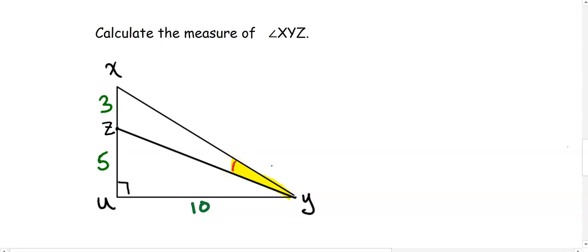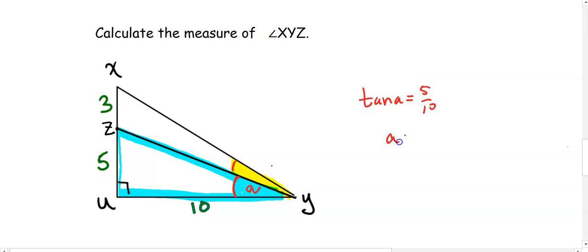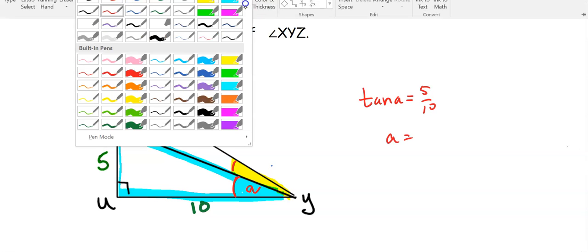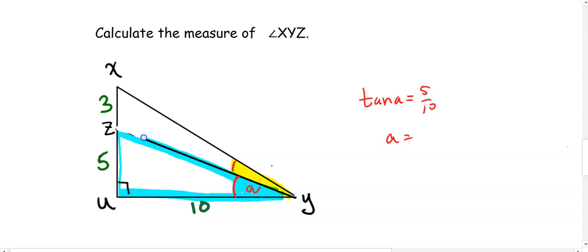Well, again, I can see this triangle, 5, 10, right? And I could find that angle down there. So I could first find this angle, which I'm going to call A, using our tan. Tan of angle A equals 5 over 10, and then we can find angle A using tan inverse. Next, again, I could pretend that line's not there, right?